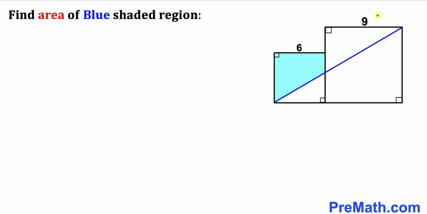In this video, we have these two squares put together, as you can see in this diagram, such that the side length of this larger square is 9 units, whereas the side length for this smaller square is 6 units. And moreover, this blue diagonal line goes from this point all the way to this point. And now we are going to calculate the area of this blue shaded region.